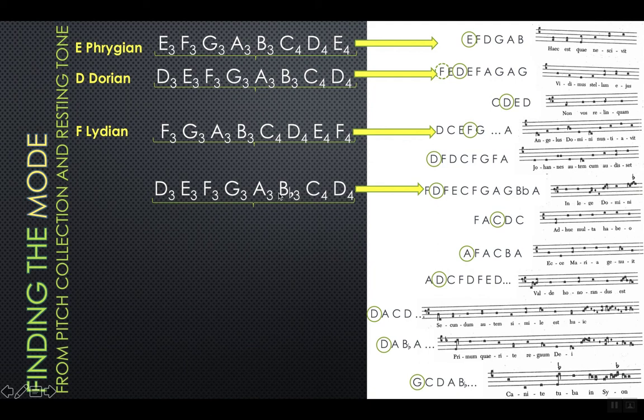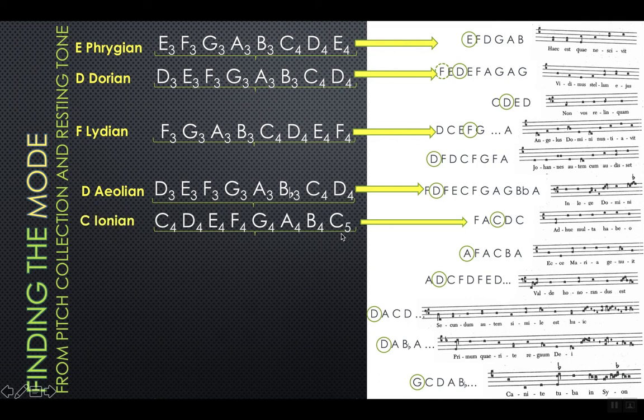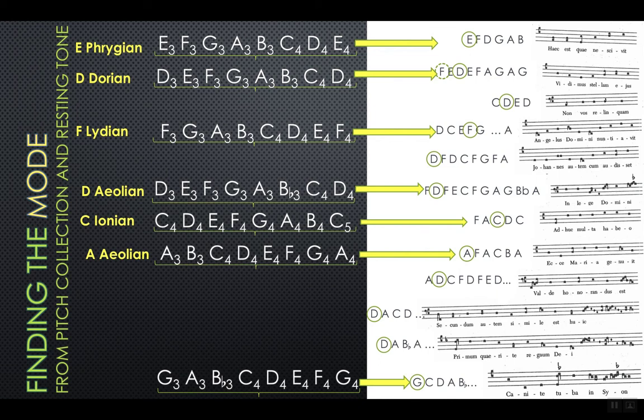D, E, F, G, A, B flat, C, D. So this is going to be D Aeolian. C, D, E, F, G, A, B, C. C major, C Ionian. A, B, C, D, E, F, G, A. So it's A Aeolian. And then this last one, we're skipping these two because they're just repeats.